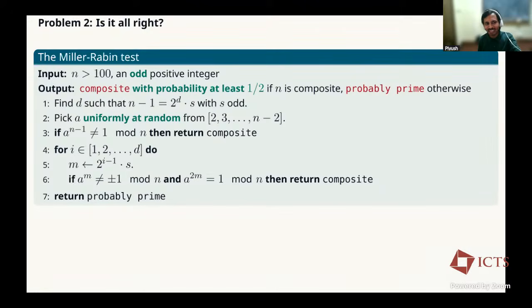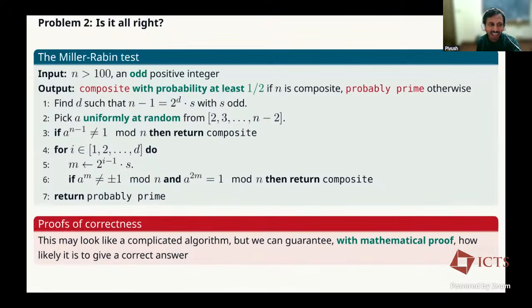Basically it takes a number as input. It does some very simple calculations, like some modular arithmetic, and then it has this property: if n is composite, then with probability at least half it will say composite. Otherwise, it says probably prime. The nice thing is that the algorithm looks complicated, and it's certainly not obvious looking at it that it has this guarantee, but we can guarantee with a mathematical proof, not a very complicated one in this case, that it has a very high probability of giving the right answer, and the probability can be boosted and made very high.